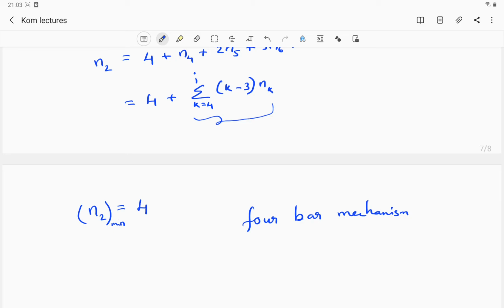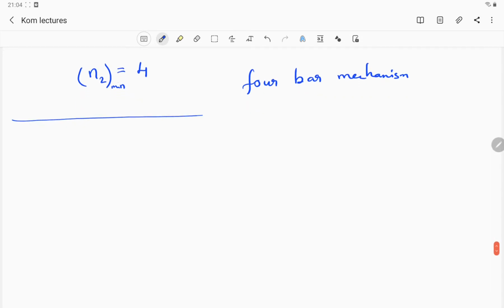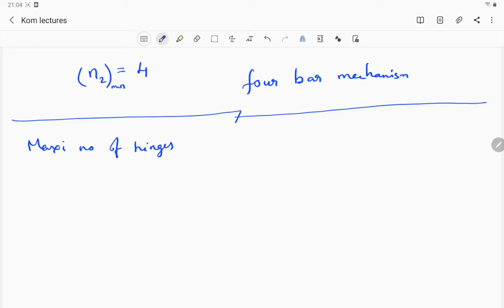Now let's go to the next topic, which is the maximum number of hinges on one link. The maximum number of hinges on one link actually represents i.